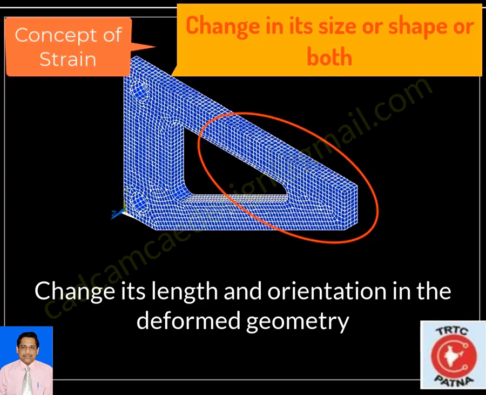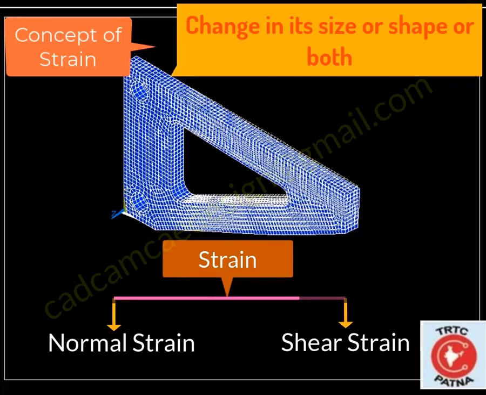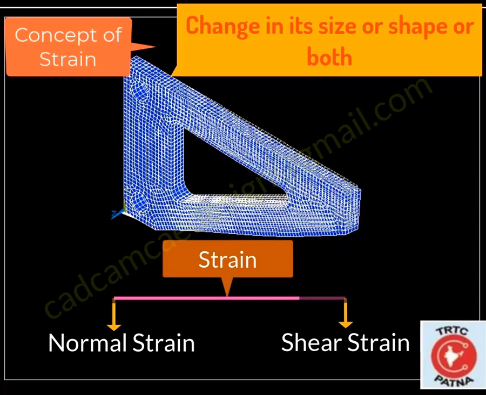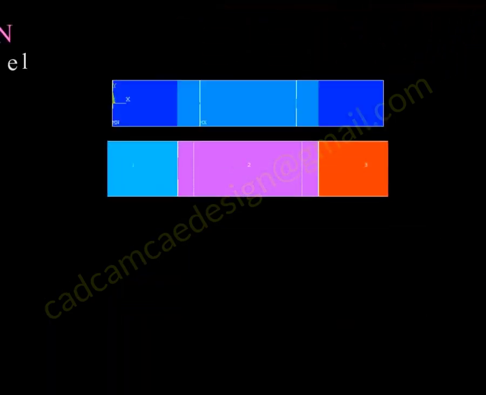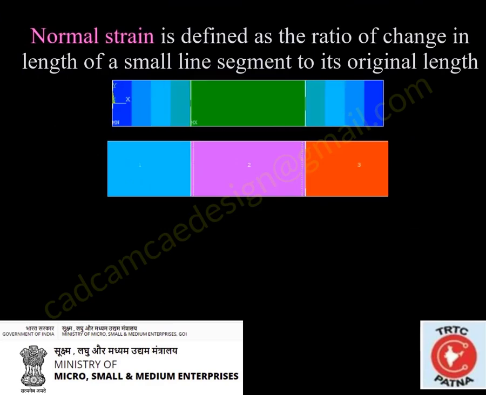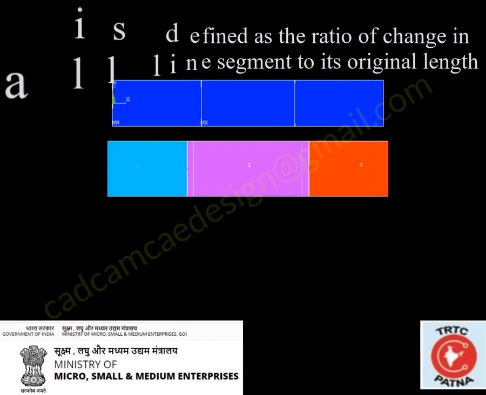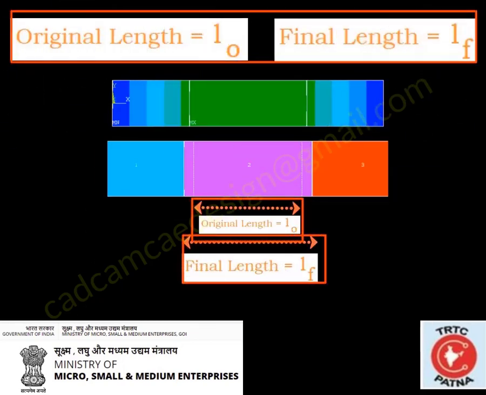In order to take into account these two changes separately, two kinds of strain are defined, namely normal strain and shear strain. So now first of all, I am going to define what is normal strain. Normal strain is defined as the ratio of change in length of a small line segment to its original length. Suppose that a line segment of a small original length L0 in the undeformed geometry has a final length LF in the deformed geometry.